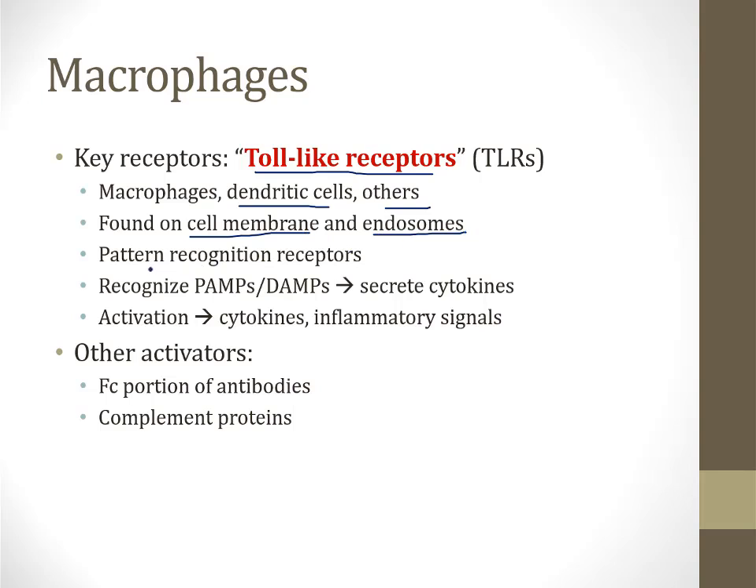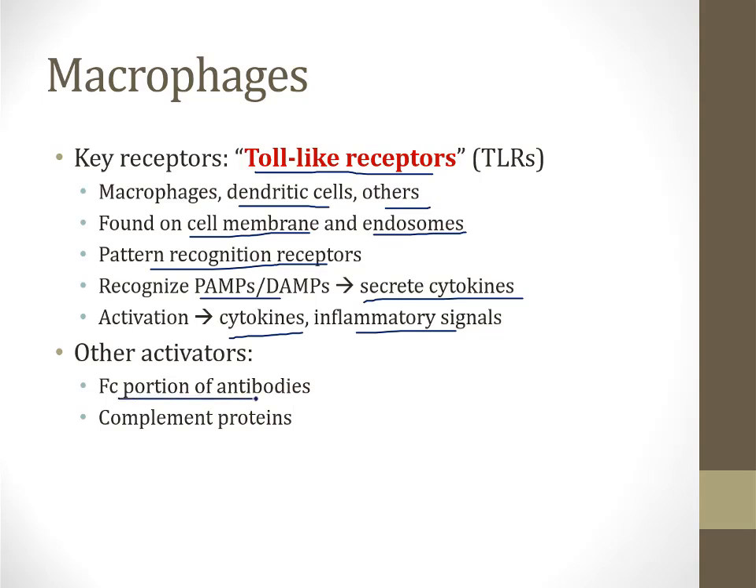These are referred to as pattern recognition receptors, and that's because they recognize the patterns found in PAMPs or DAMPs. When they recognize these, they secrete cytokines. They also become activated cells and send out more cytokines and other inflammatory signals, and this triggers the entire acute inflammatory response. And besides toll-like receptors, there are other activators of macrophages.